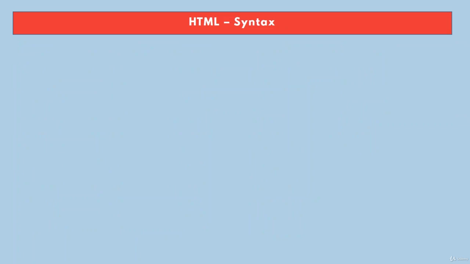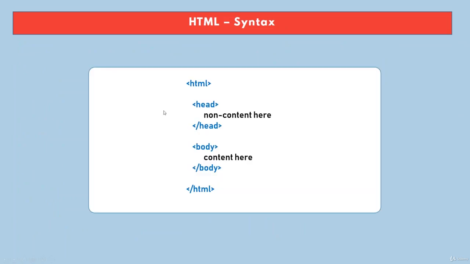Now coming to the syntax of HTML. Here, three tags we have to use mainly: HTML, head and body. Here the HTML program is starting. Here the HTML program is ending. Slash is the indication of the closing tag. So here the HTML program starts, here the HTML program ends. In the middle, we can write non-content and content information. Non-content is present inside the head tag. Content information is present inside the body tag.